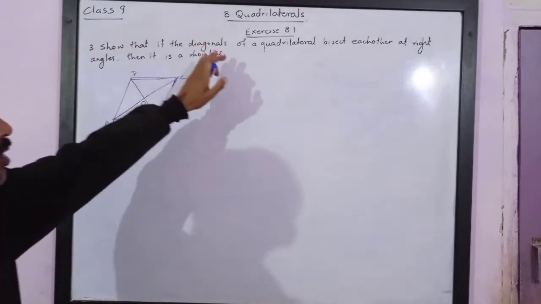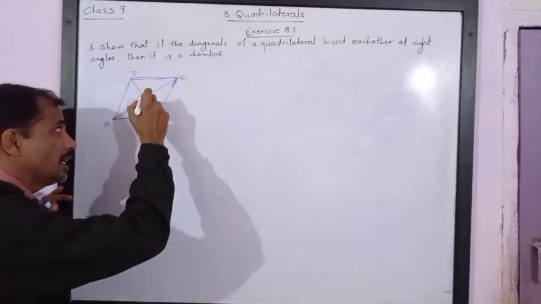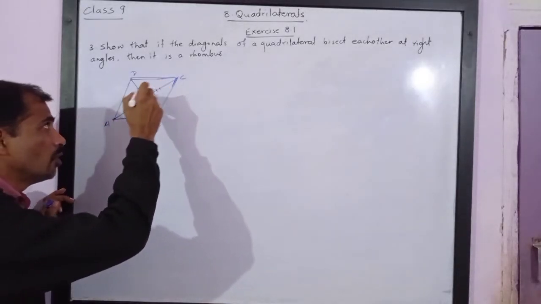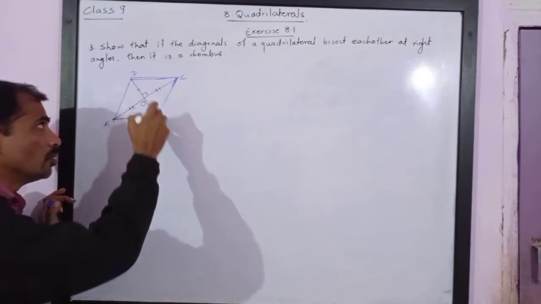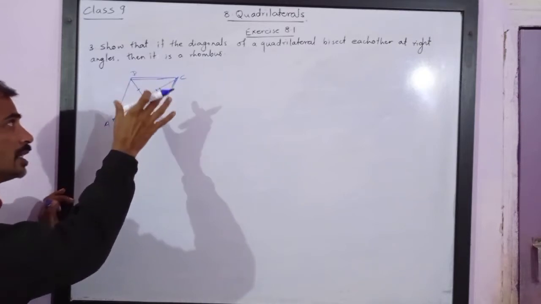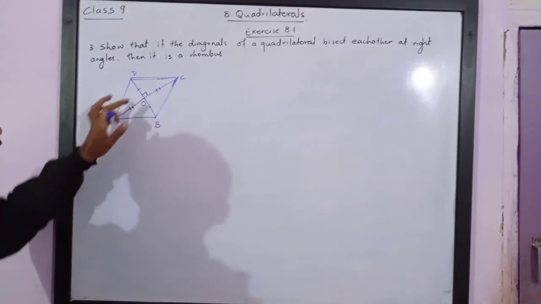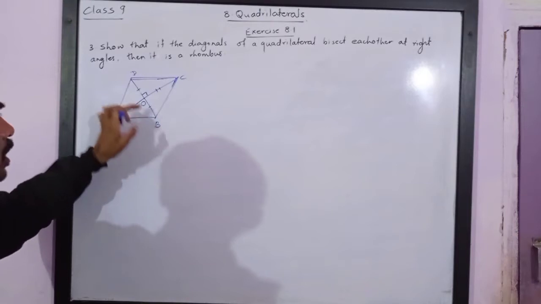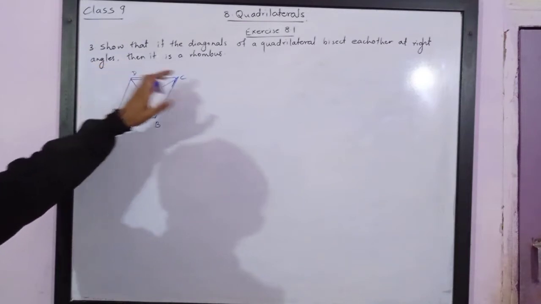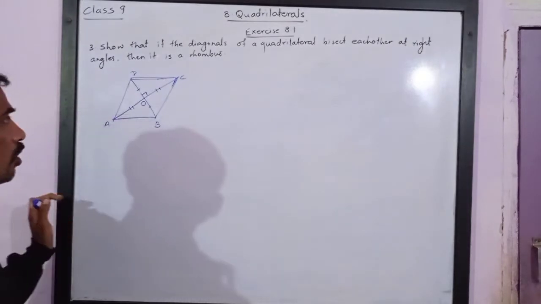If the diagonals of the quadrilateral bisect each other at right angles, it means they are bisecting as well as making a right angle. So AO is equal to CO and DO is equal to BO. Please try to understand: BD bisects AC, and AC bisects BD, if they are intersecting at O. Not only this, angle AOB, angle BOC, angle COD, angle AOD are equal to 90 degrees because they are intersecting at right angles. We need to prove that this quadrilateral is a rhombus.